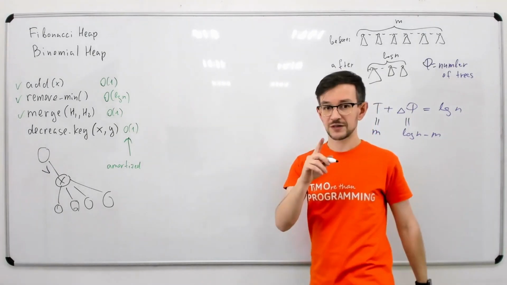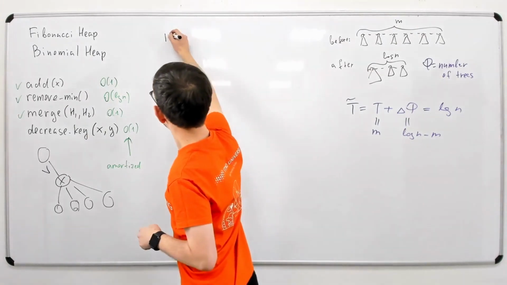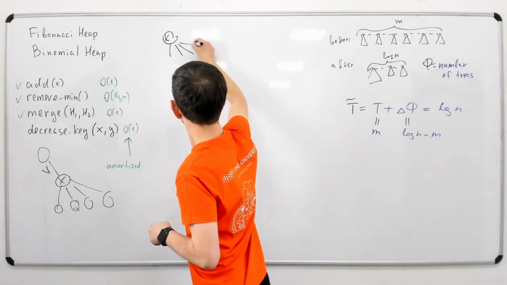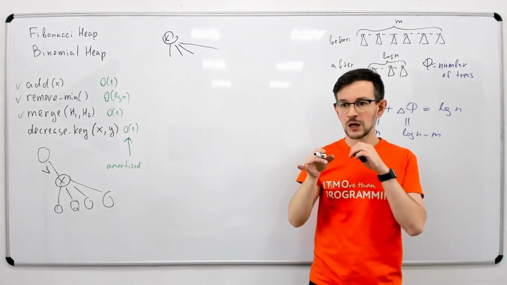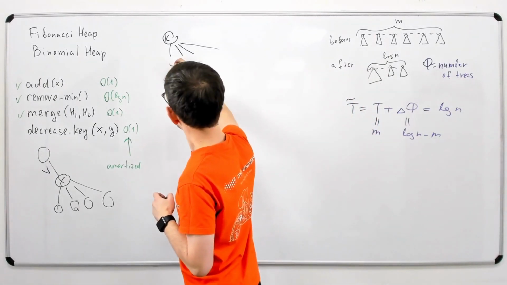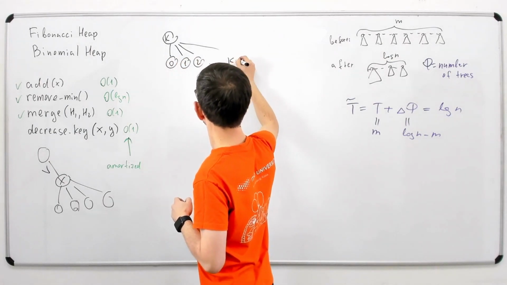The trees will look like this. So what happens when you have a binomial tree? If you have a binomial tree of rank k, let's remember one more time, you have k children, and the children have ranks 0, 1, 2, and so on, up to k minus 1.